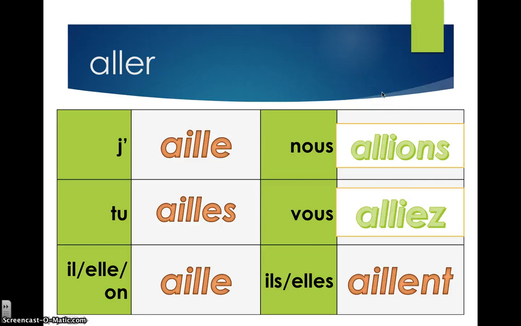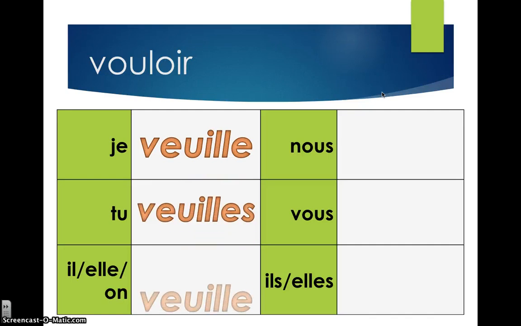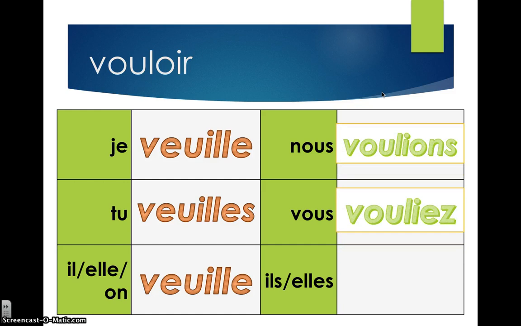And our next verb does the same thing, vouloir. Il faut que je veuille. Ugh, crazy. Tu veuilles, il veuille. But then nous voulions, vous vouliez. Those aren't so bad. And then ils veuillent.